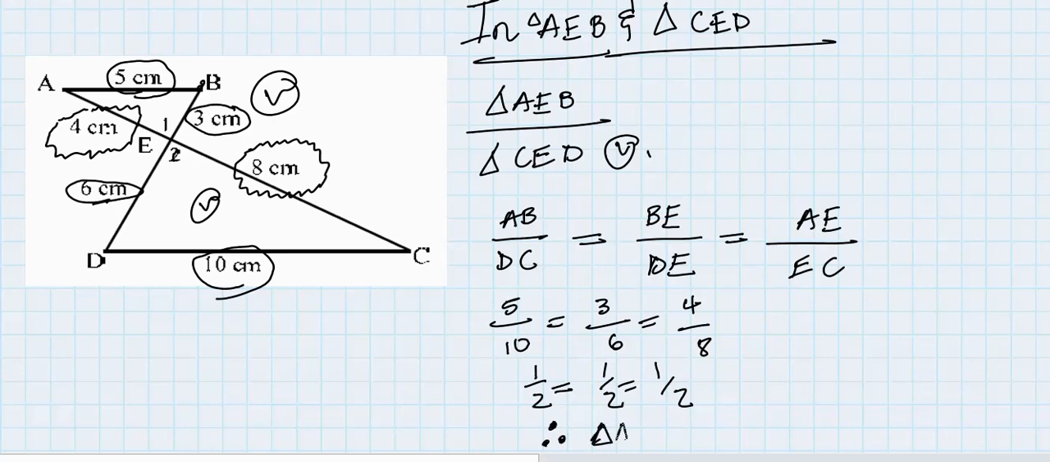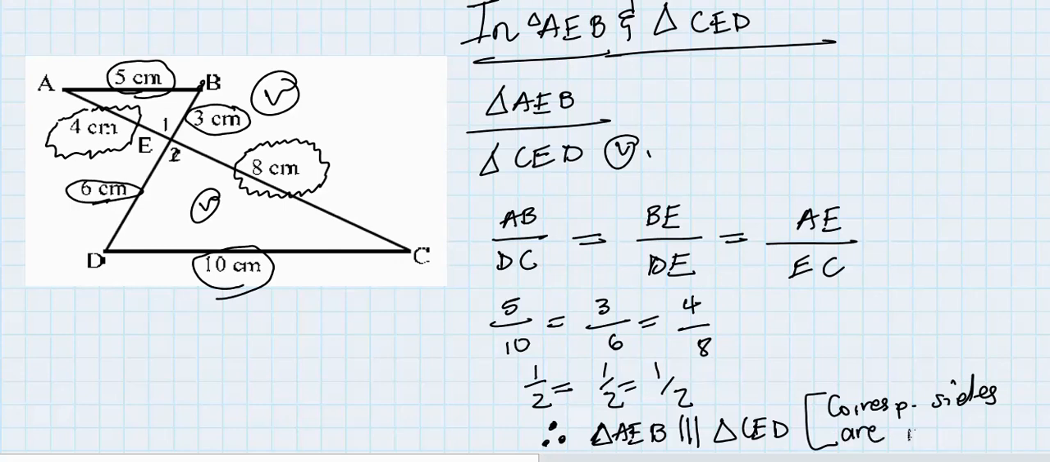triangle AEB is similar to triangle CED. Why? Because corresponding sides are in proportion. The reason we are saying corresponding sides are in proportion is because if I compare this side and this side, I'll get the same values.